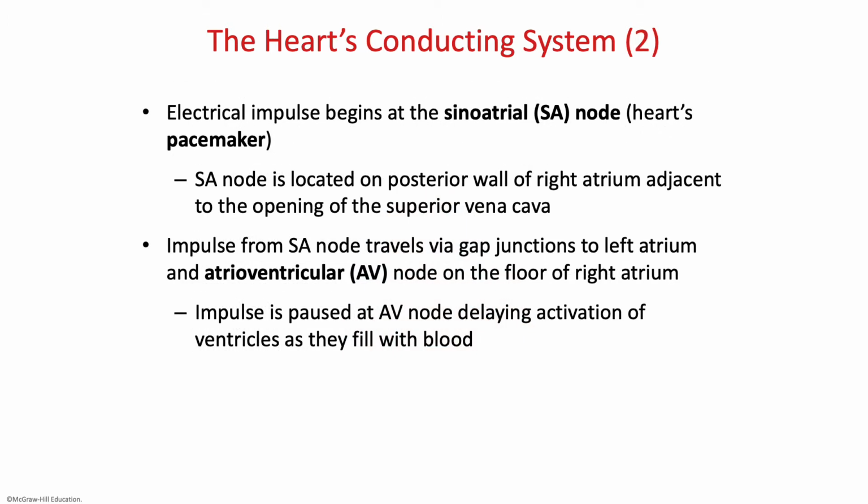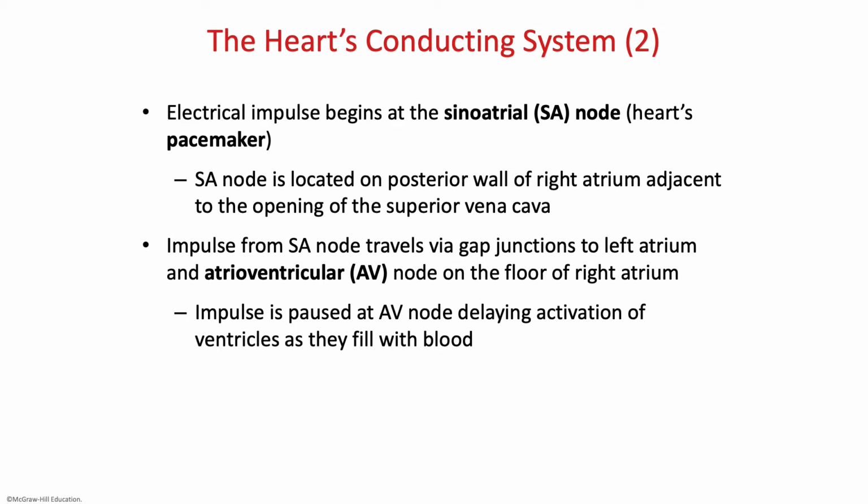So the electrical impulse of the heart's conducting system starts in your SA node. The impulse then travels to your AV node in the floor of the right atrium. From the AV node, the impulse is slightly delayed, and that allows for the ventricles to completely fill with blood. If the impulse traveled directly into the ventricles right away, the ventricles wouldn't fill completely with blood, so your ventricles would be ejecting half-full chambers of blood, which wouldn't be useful.